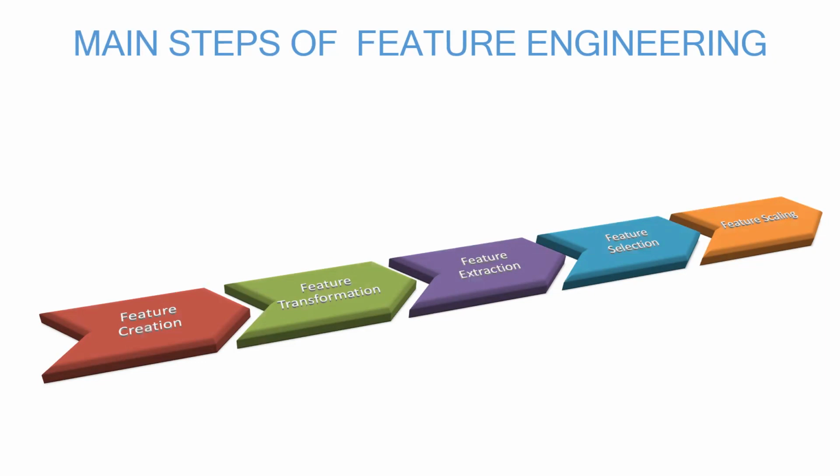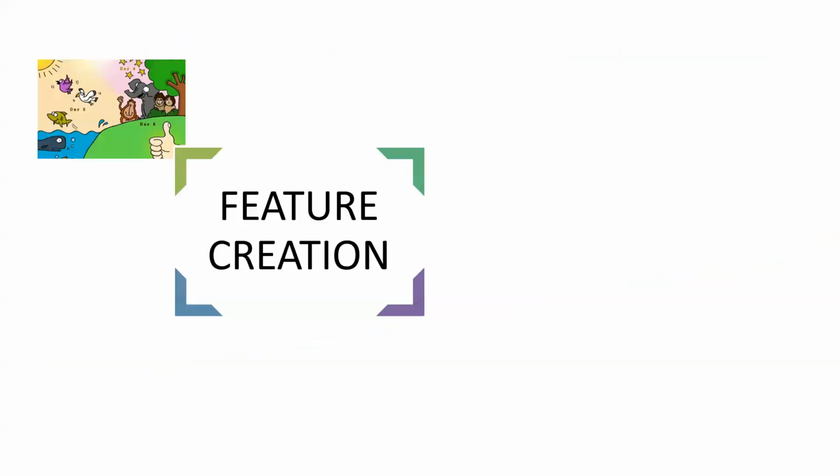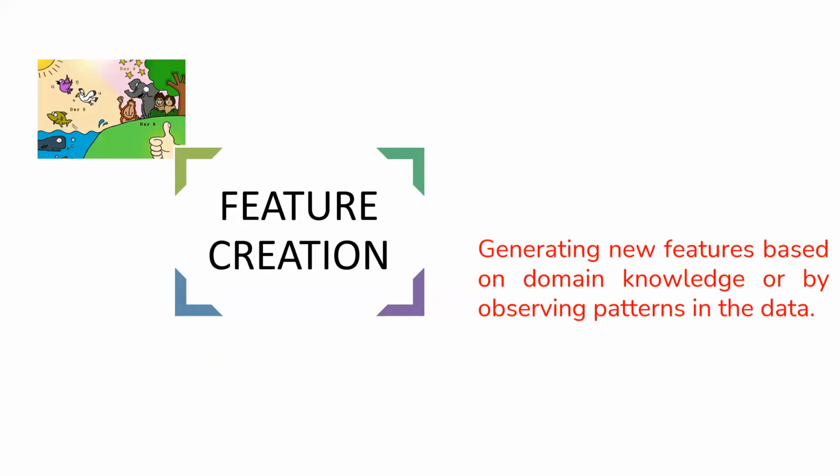We will just spend 2 minutes on each step so that we will be able to understand the meaning of each step. So the first step in feature engineering is feature creation. What is meant by feature creation? Feature creation is the process of generating new features based on domain knowledge or by observing patterns in the data.